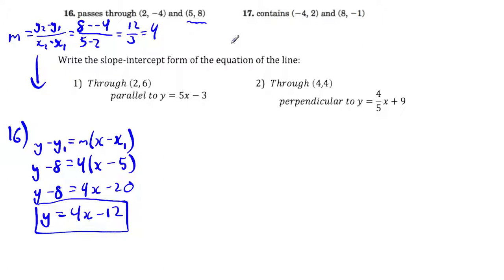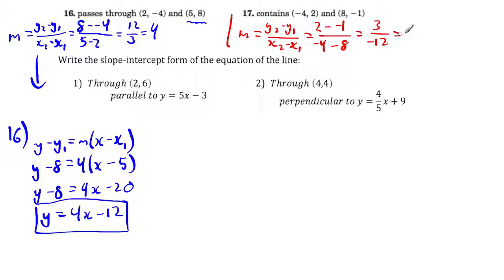For number 17, I'm going to again need to find the slope. So that is the change in y, so y2 minus y1 over x2 minus x1. And so this is 2 minus a negative 1 over negative 4 minus 8, which gives me 3 over negative 12, which is negative 1/4. Hey, look, numbers 16 and 17 are perpendicular lines.